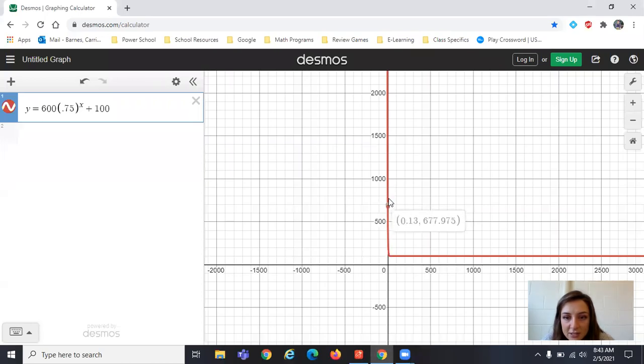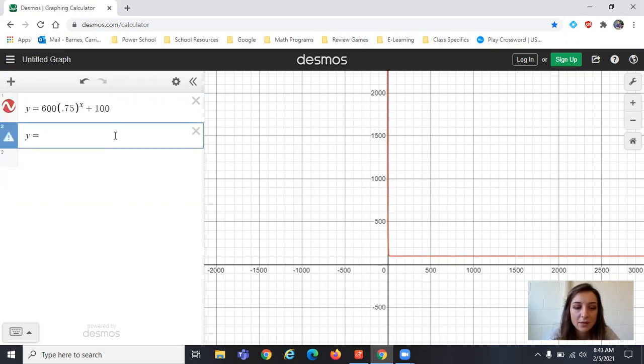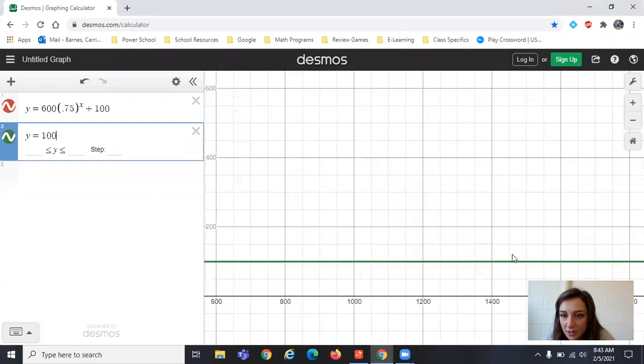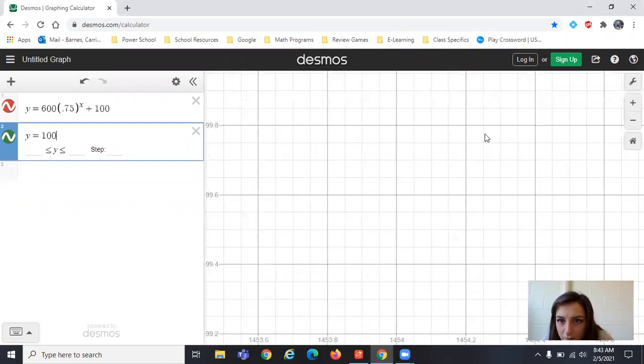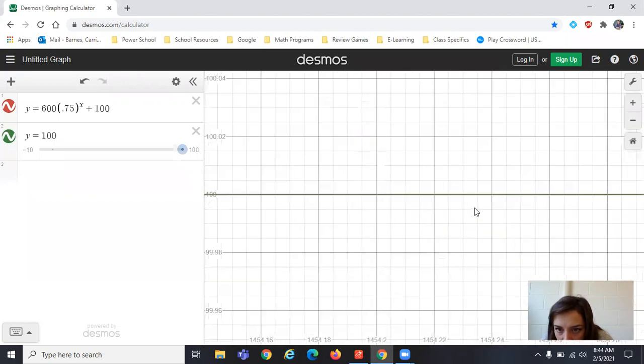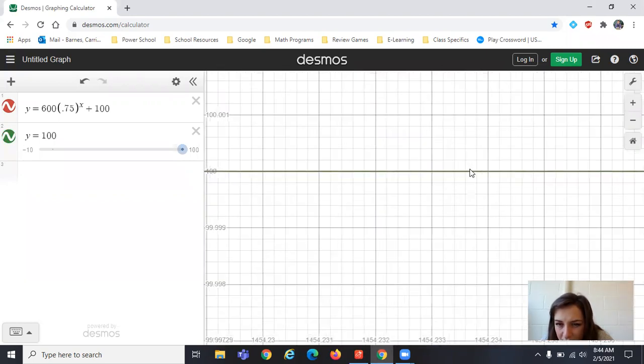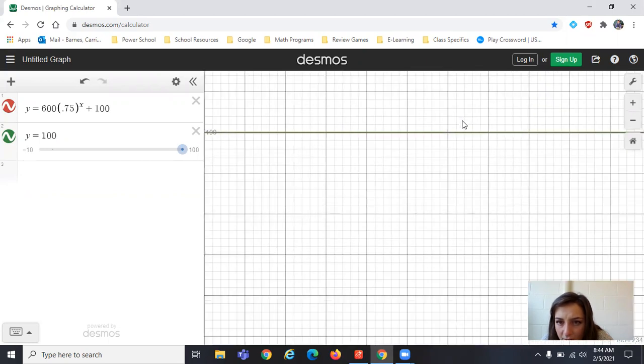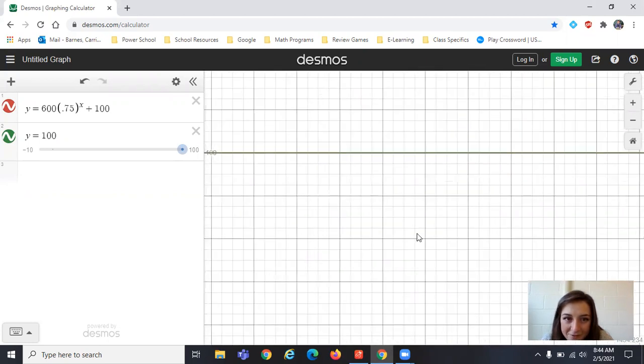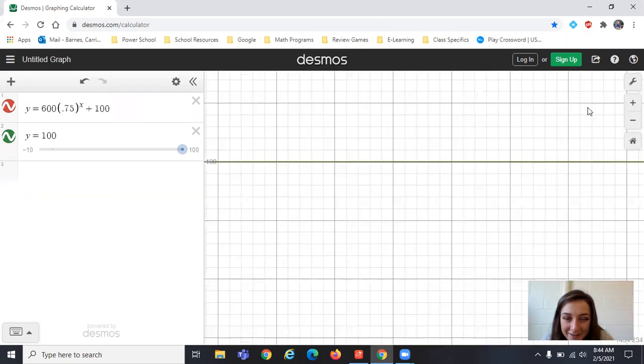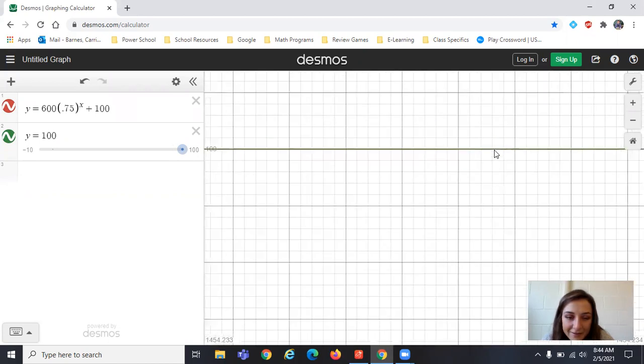And you can see that this function is coming from 700, which is the starting value at 0. Then it's decreasing, and then it's leveling off here at 100. And of course, it looks like it's touching 100, but it's actually not. It's getting really, really close to it. So if I zoomed in over here, eventually you would be able to see that. Oh, Desmos is not going far enough in. Okay, let's see. Let's go a little bit further back.